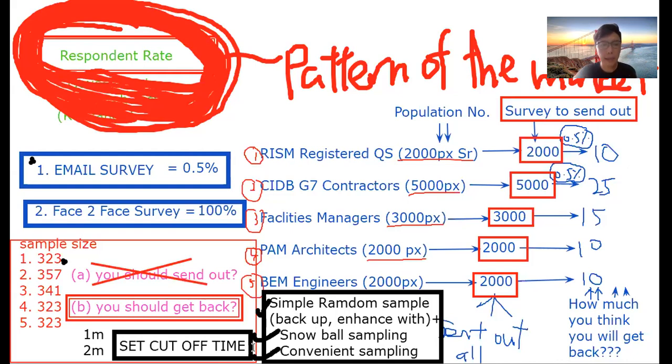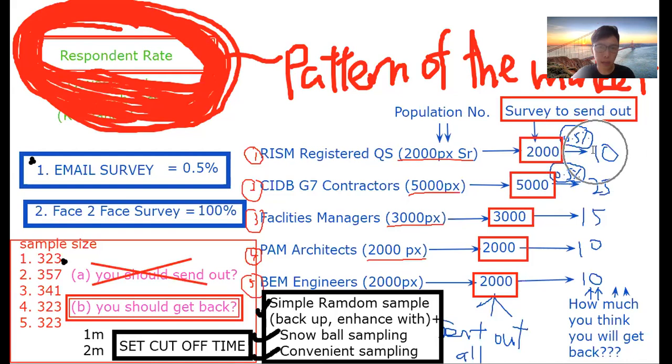And by the end of the cutoff time, 120 cutoff. Okay, so you got no wrong anymore. Correct? You got no wrong anymore. Your email survey, you already sent to all. You already made your best effort, sent to all.